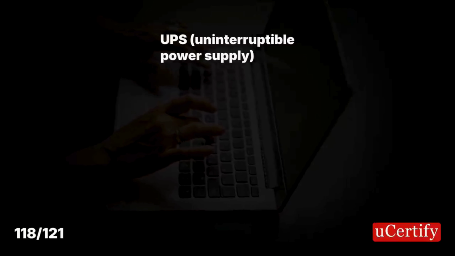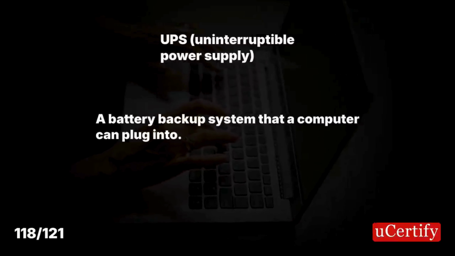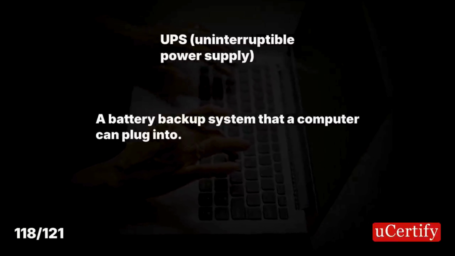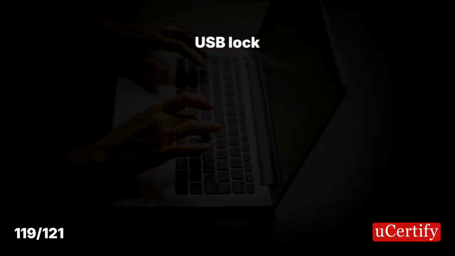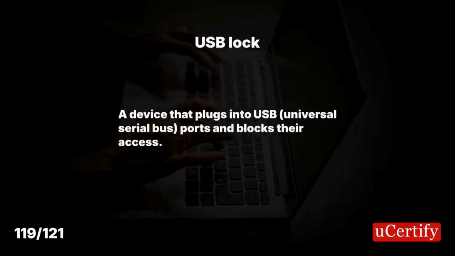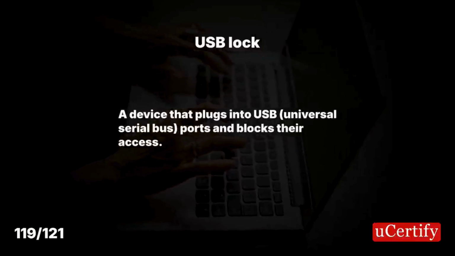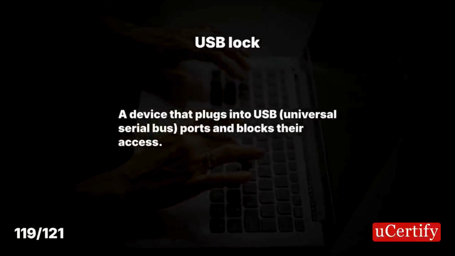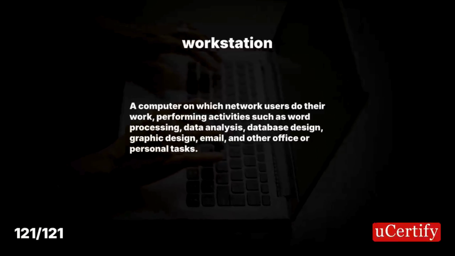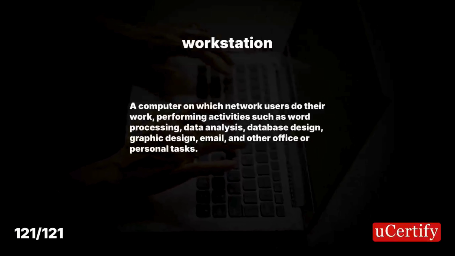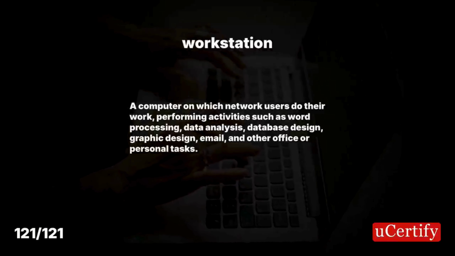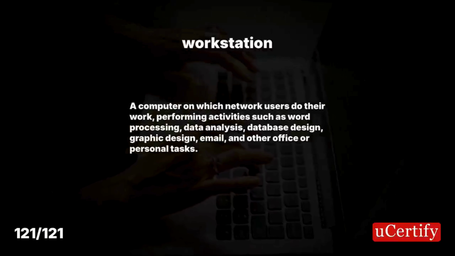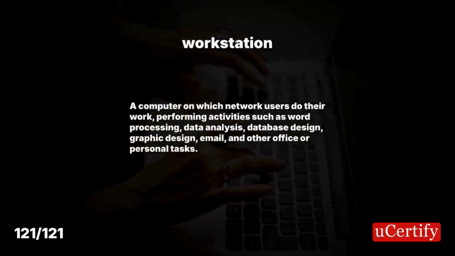Term: UPS, uninterruptible power supply. Definition: a battery backup system that a computer can plug into. Term: USB lock. Definition: a device that plugs into USB, universal serial bus, ports, and blocks their access. Term: watt. Definition: a unit of power. Term: workstation. Definition: a computer on which network users do their work, performing activities such as word processing, data analysis, database design, graphic design, email, and other office or personal tasks.